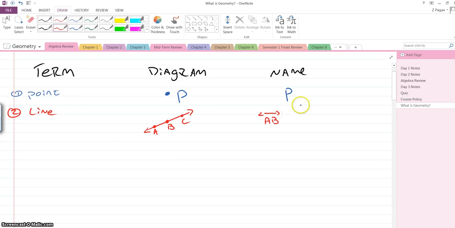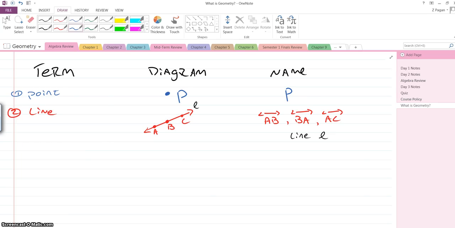Now, how we name a line is simply with 2 points. So I could call this AB. I could call this BA. The order of the points actually does not matter. I could call it any 2 points. So line AC, line CA, line BC. Any of the points on that line. Sometimes also they have a little script letter, and I could call this line L. That's another appropriate way to name a line.